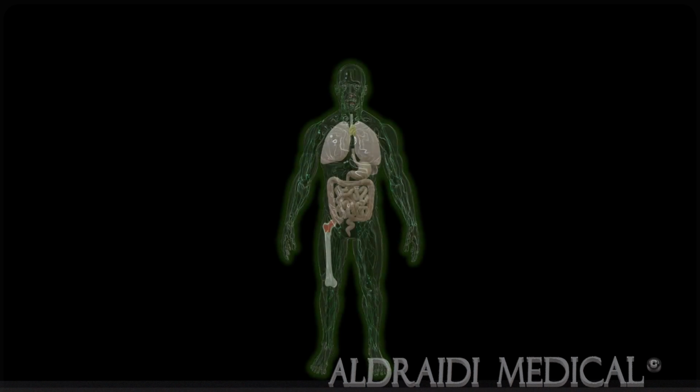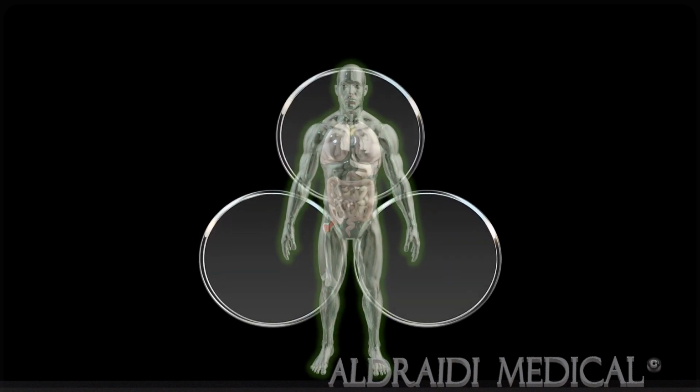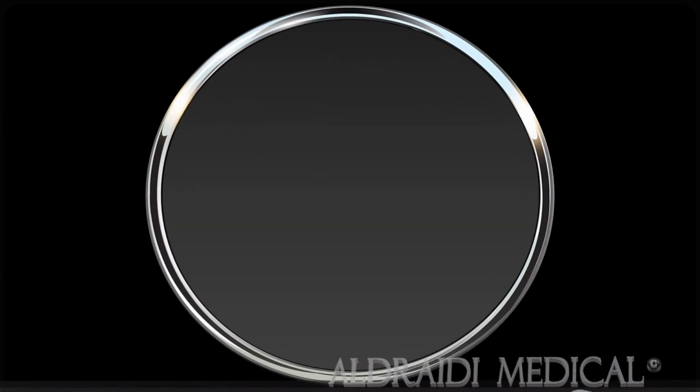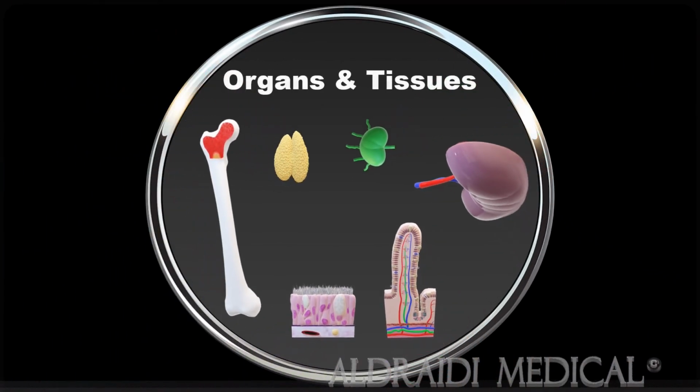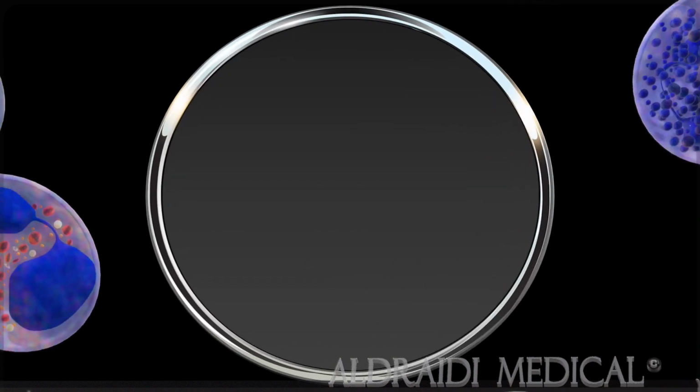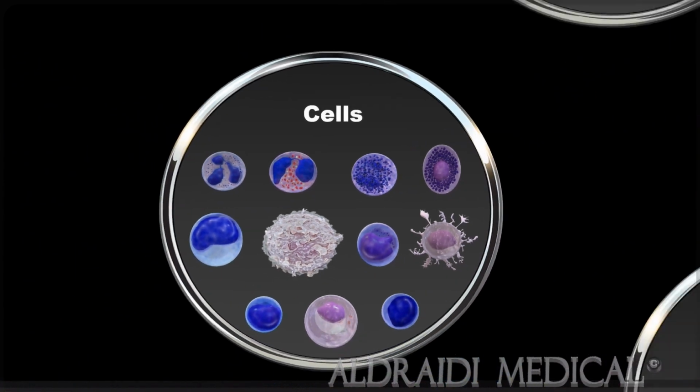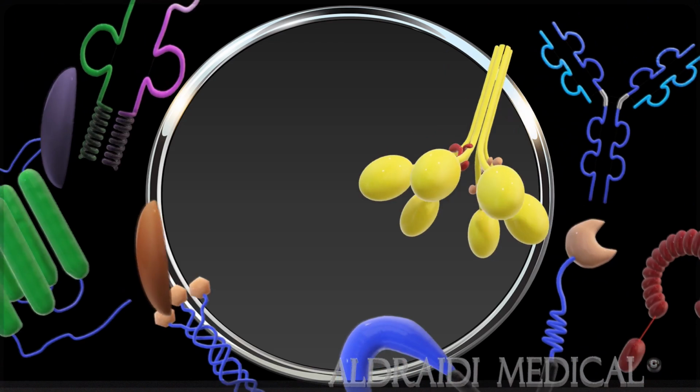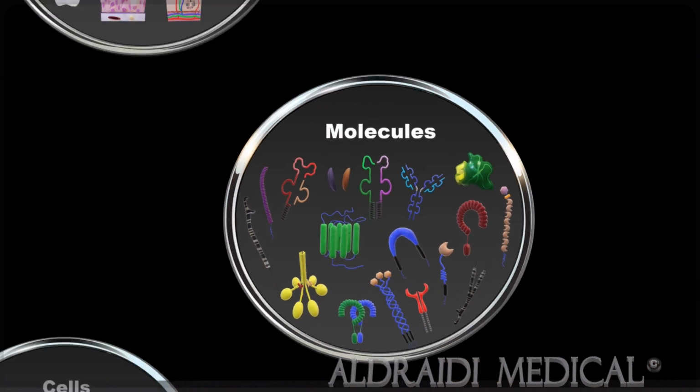The immune system is composed of three main components: organs and tissues, some specialized cells, and a wide variety of molecules.